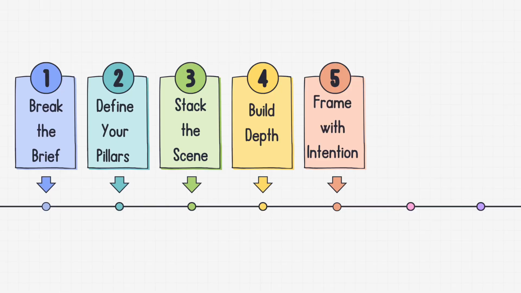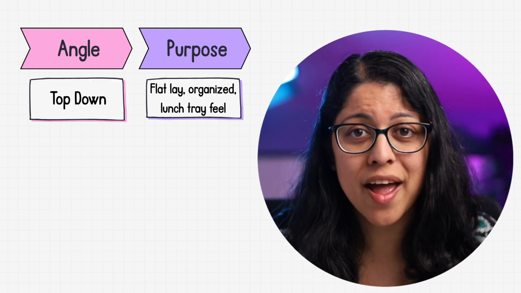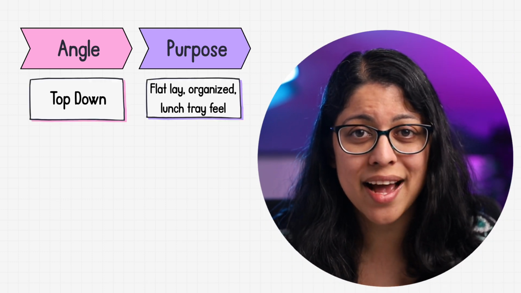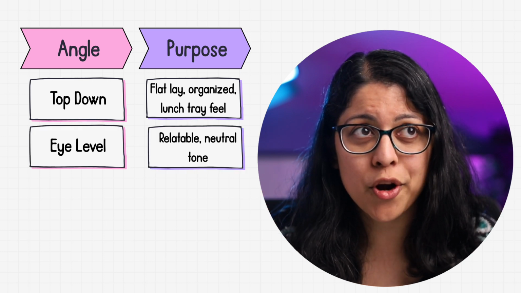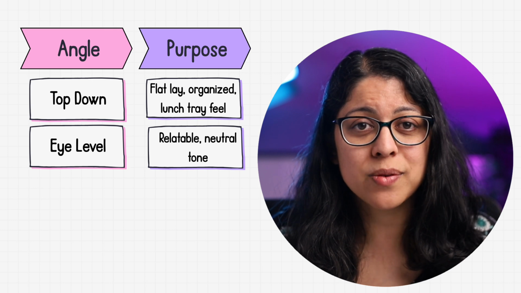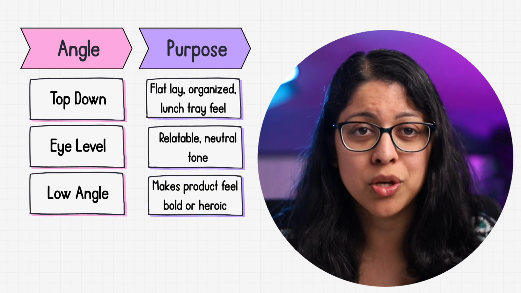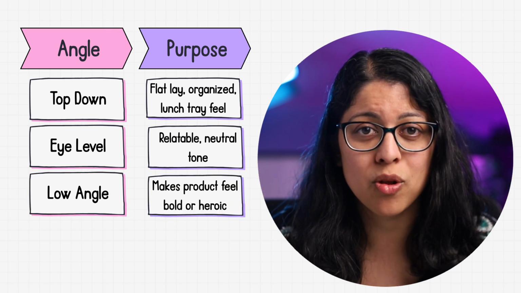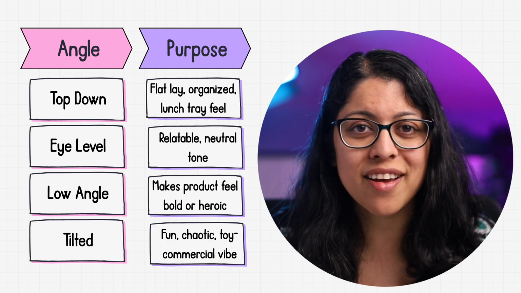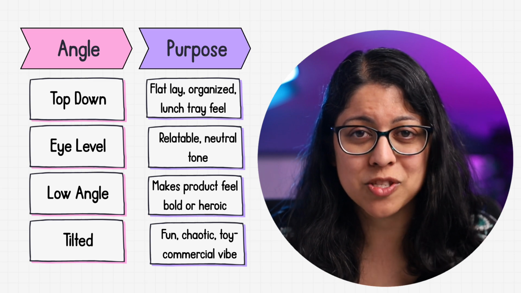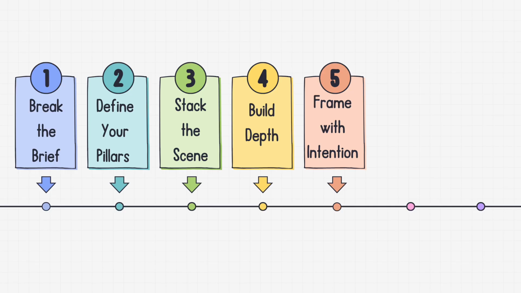This is where camera angle becomes a storytelling tool. Use a top-down or overhead angle if you want a clean, organized lunch tray feel. Use an eye-level shot for something that feels more grounded and relatable. Use a low-angle shot if you want your product to feel bold, playful, or heroic. You can even tilt the camera slightly for a fun, chaotic feel, like a toy commercial. Angles aren't just aesthetic choices. They affect how your audience feels about what they're seeing.